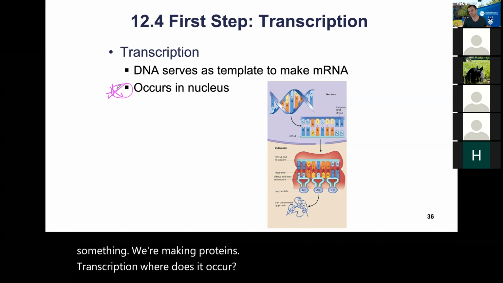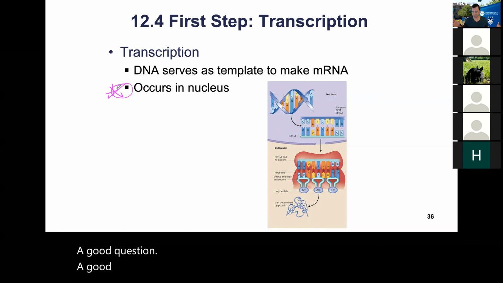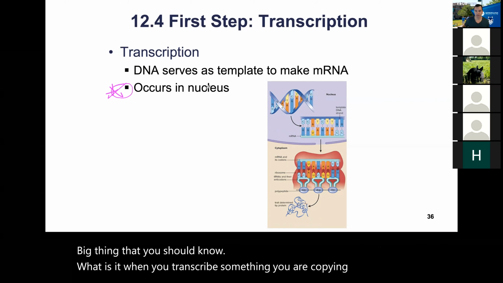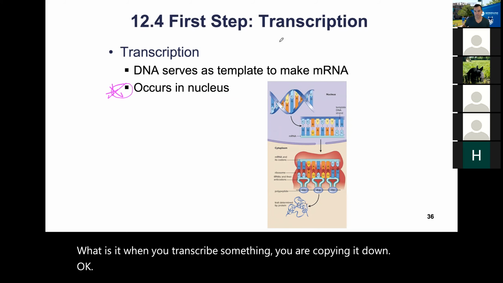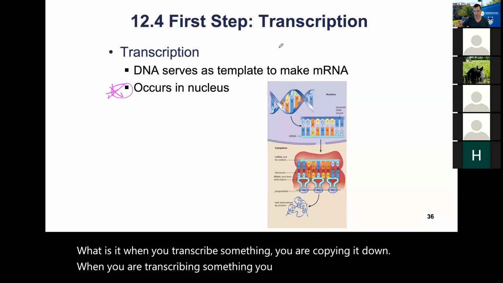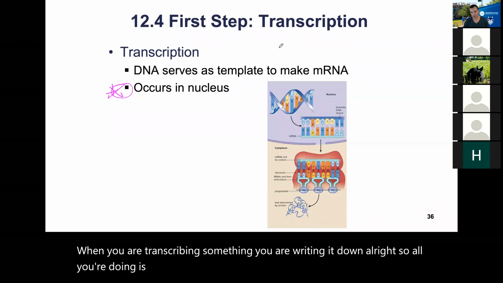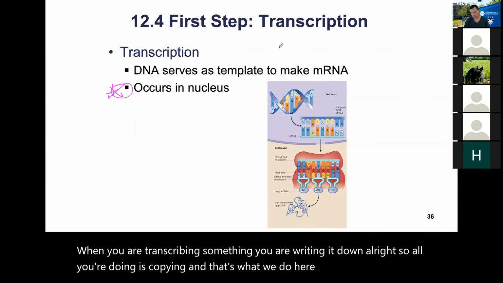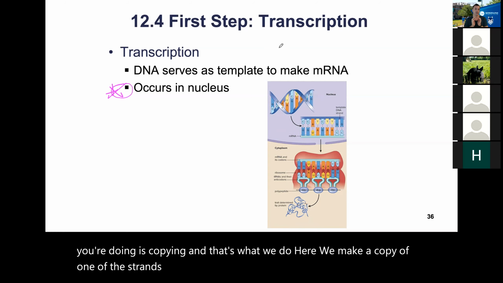A good question. A good part of this big thing that you should know. And what is it? When you transcribe something, you are copying it down. When you are transcribing something, you are writing it down. So all you're doing is copying. And that's what we do here. We make a copy of one of the strands of DNA. That's what we do.